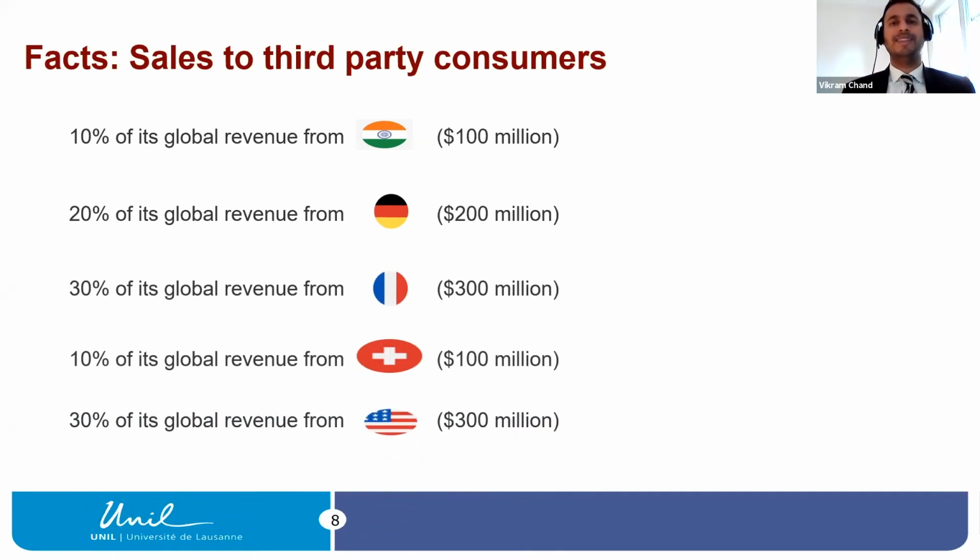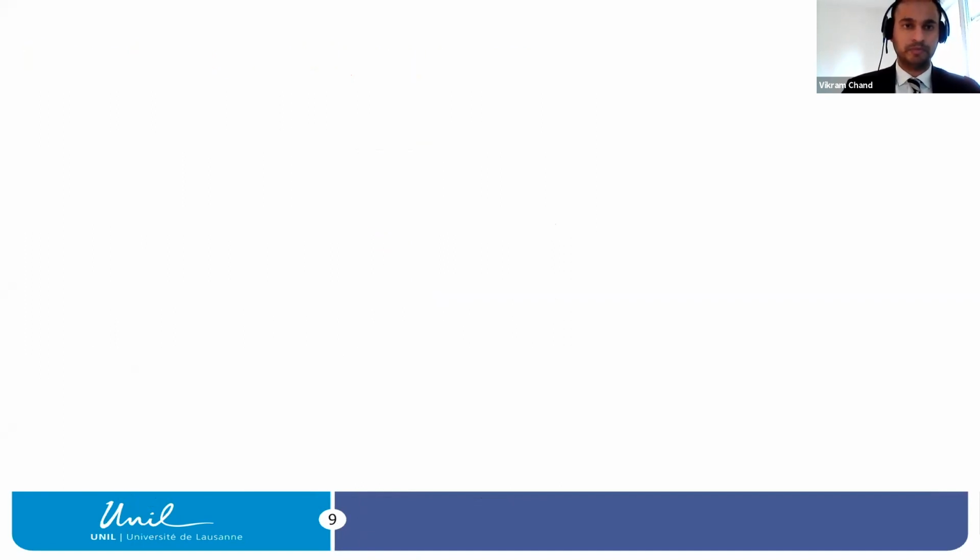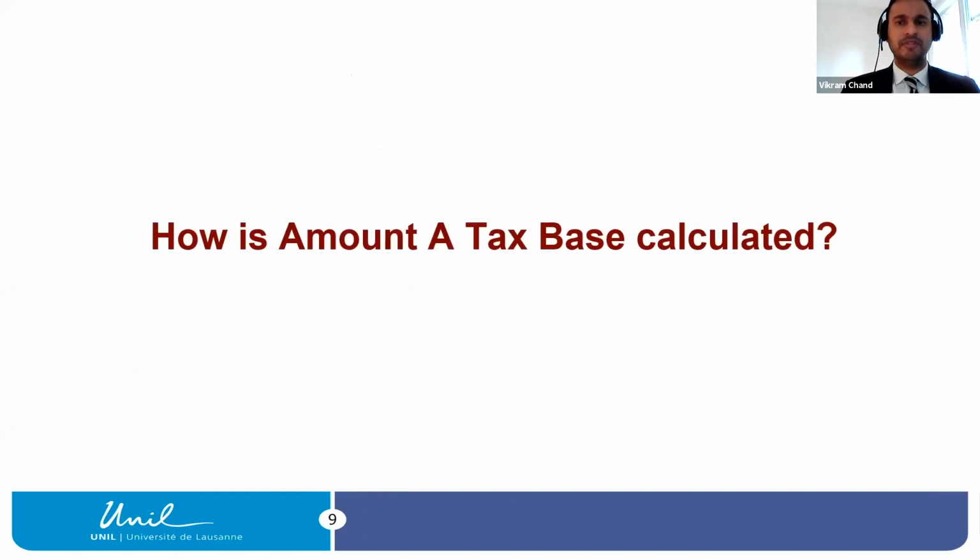So this is how the consolidated revenue, when we have the consolidated sales figure, these are the sales which are being made to third parties. These are not intercompany sales. These are third-party sales which are being reported by the group. So those are the facts.